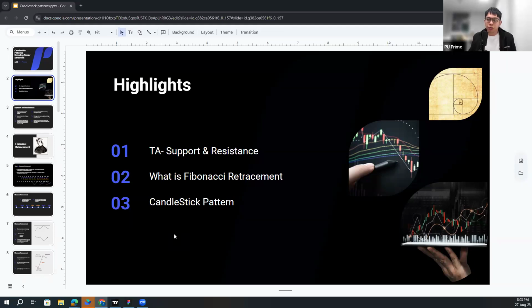Okay, and just a little bit of sharing with you on why I came up with this topic, the use of Fibonacci retracement. Okay, I have been using it quite most of the time.